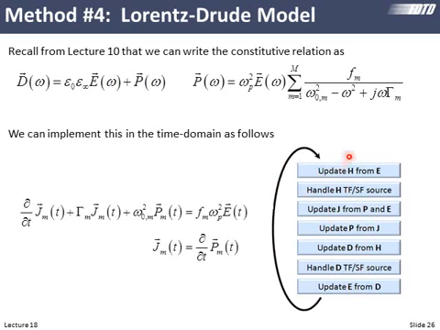We update H from E, we handle the H field source, we update J from P and E, then we update P from J, then we update D from H, then we handle the D field, total field, scattered field source, then finally update E from D. And this process repeats itself.